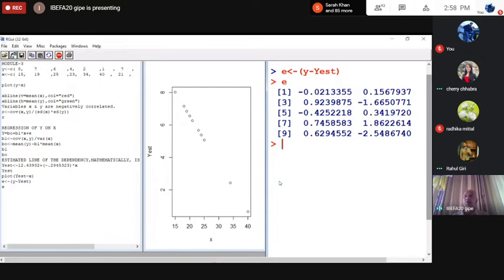Therefore, how to compute now E for the model? Squared. So what we have to do is, this E is also called the residual. It is also called the standard error. I denote it by SE.